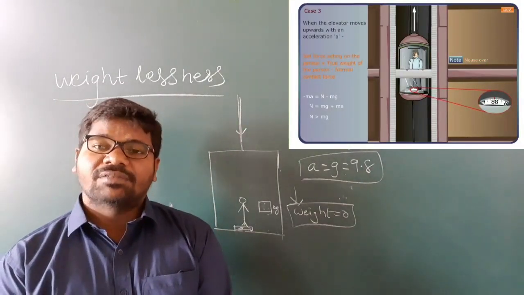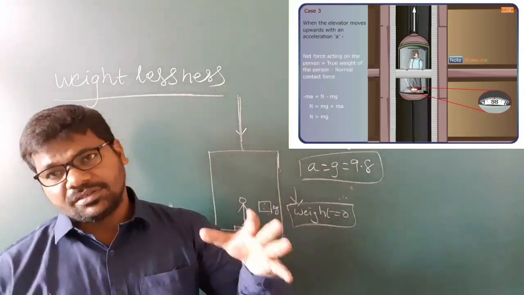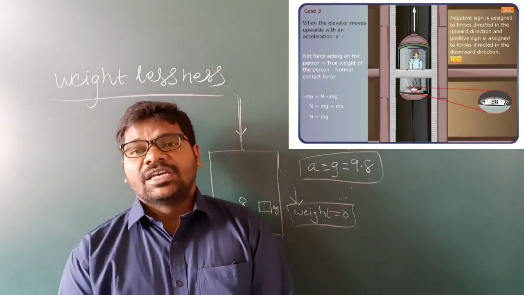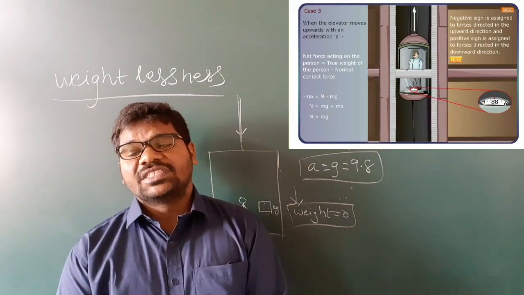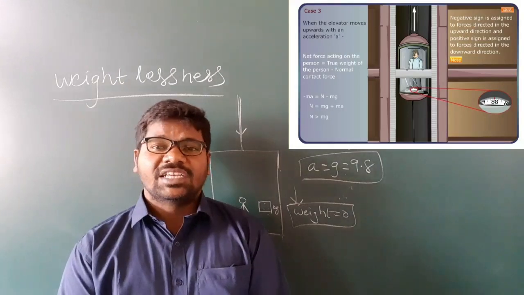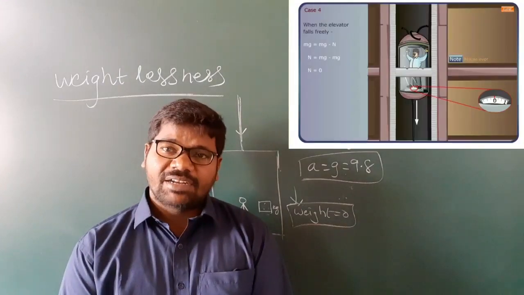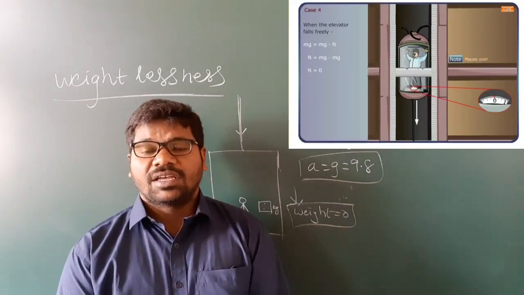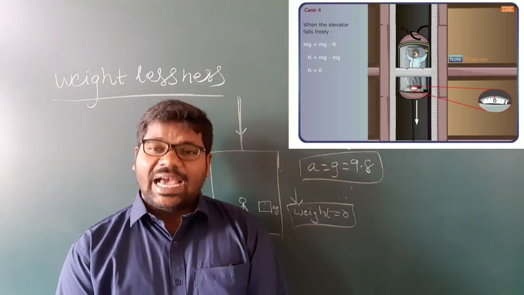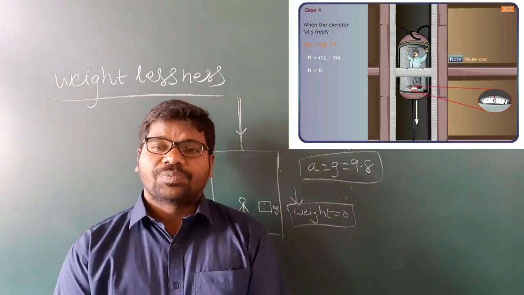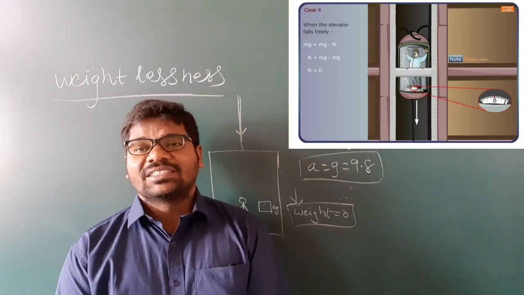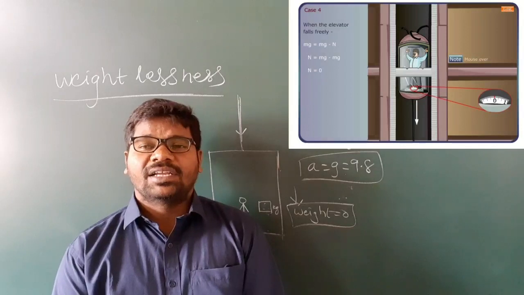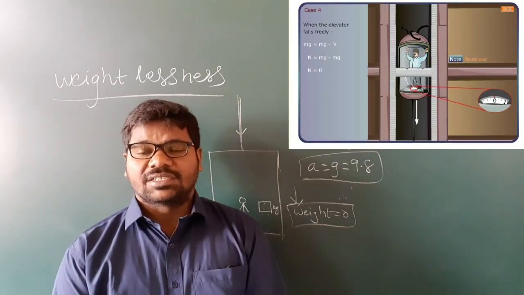So for a freely falling body, or a freely falling giant wheel, or a freely falling elevator, if the acceleration reaches the acceleration due to gravity, 9.8 meter per second square, a person can feel weightlessness. Mass is there, but the resultant acceleration becomes 0, since both are equal. Due to this, a person or a body can feel weightlessness.